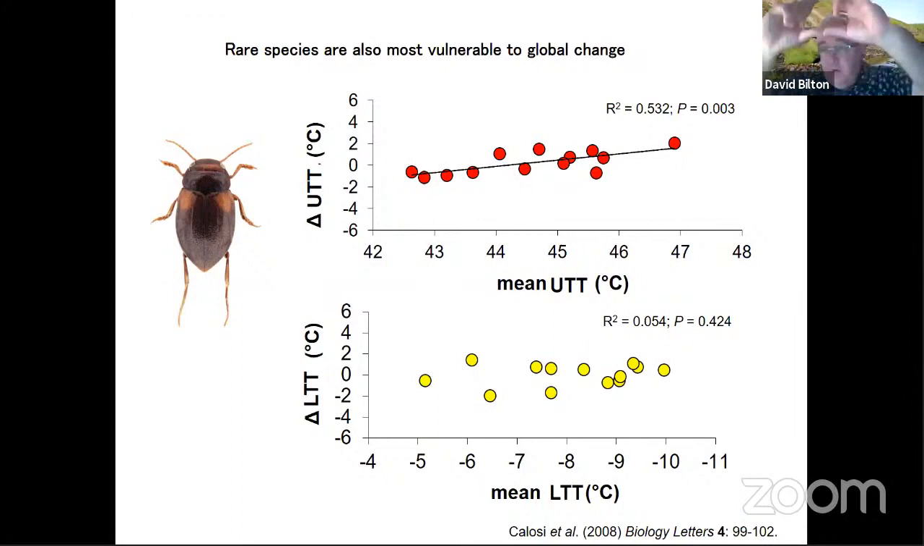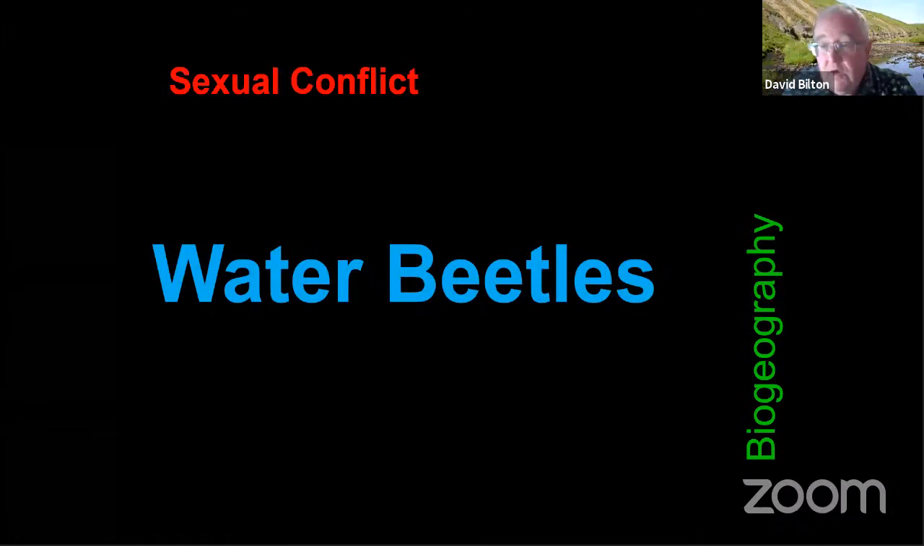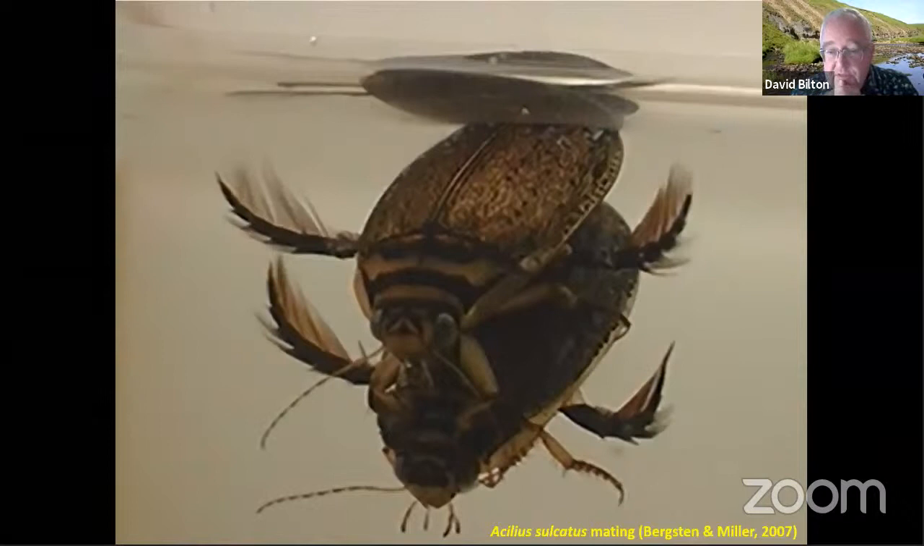I want to switch to something completely different now, different in every respect, probably apart from it deals with water beetles. And that's this area of sexual conflict. So to start this part of the talk, here's a pair of Acilius sulcatus, a medium-sized Eurasian diving beetle, pairing up. It says they're mating.